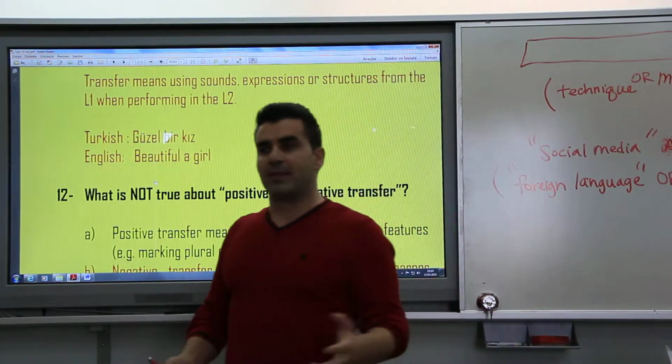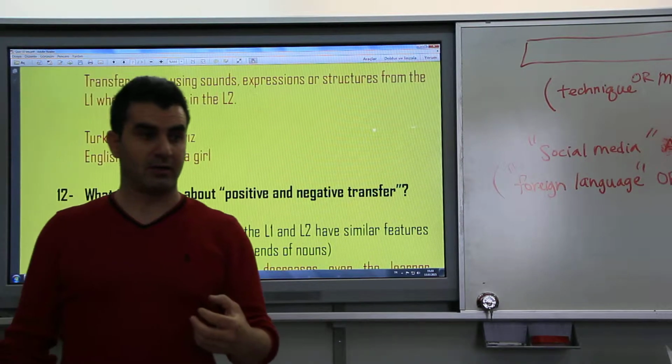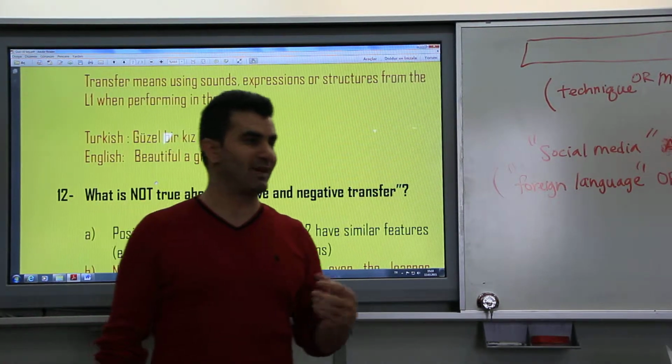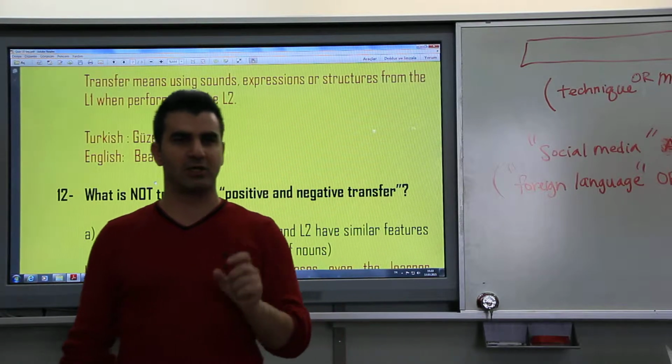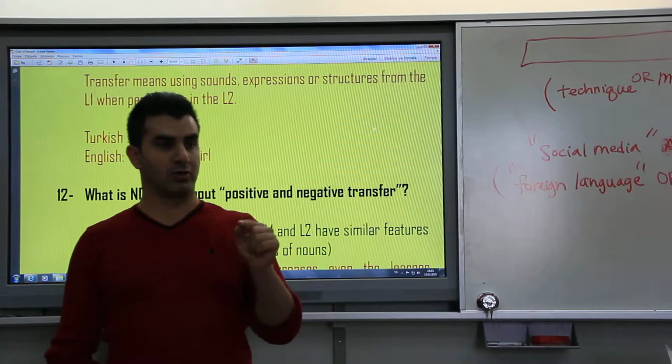Sounds for example. Morning, where are you going? Right? I am gonna instead of going. Why? Because in Turkish. Or door, ball, you say it wrong, instead of the correct sound.